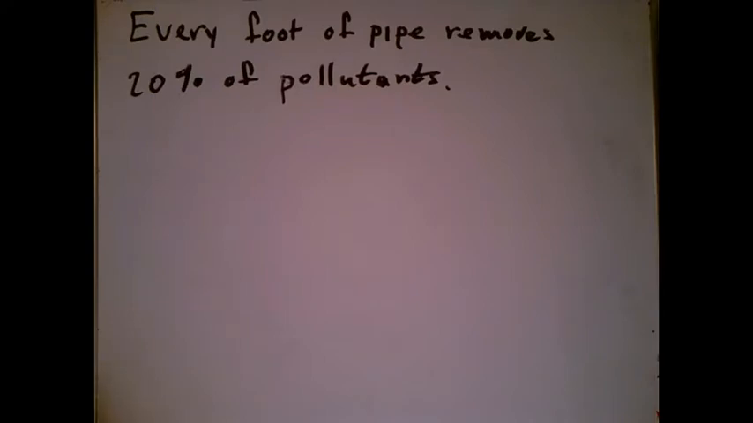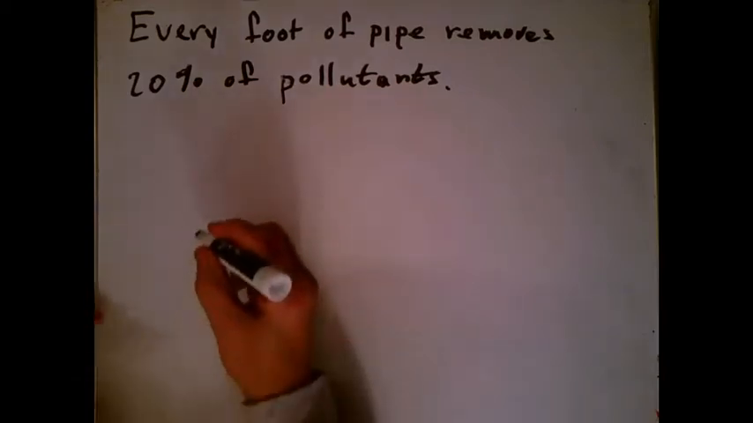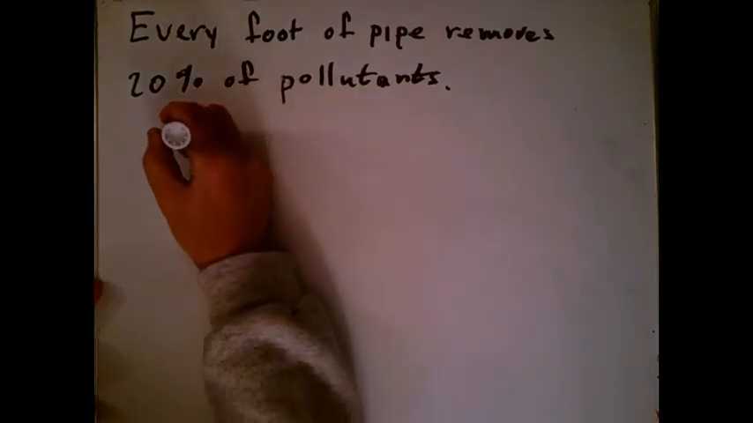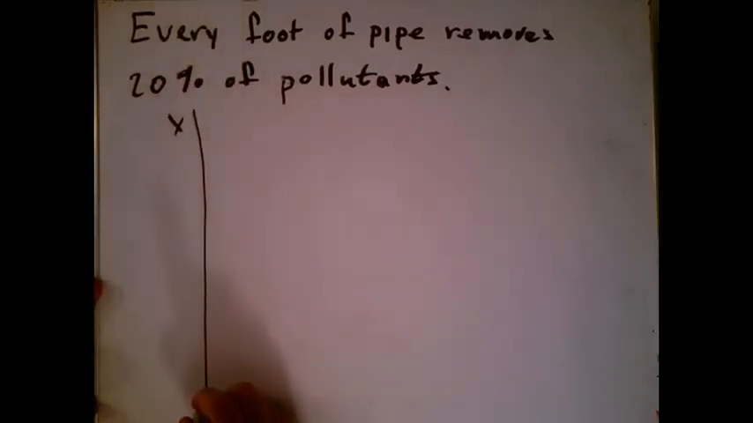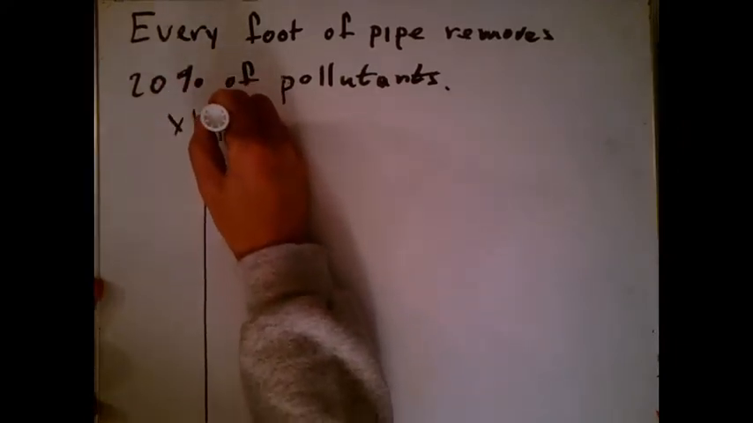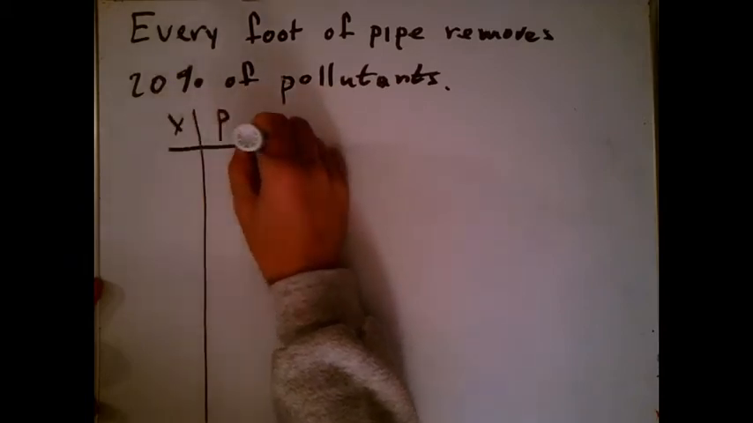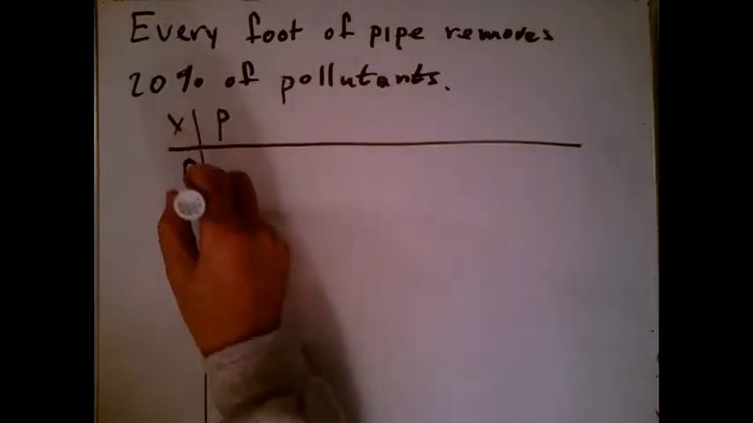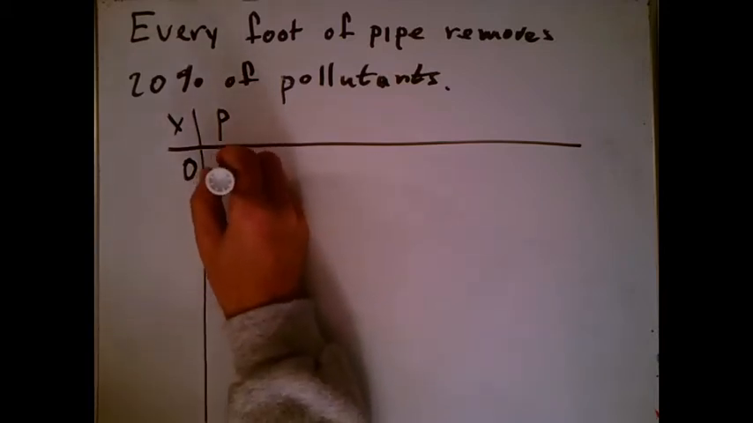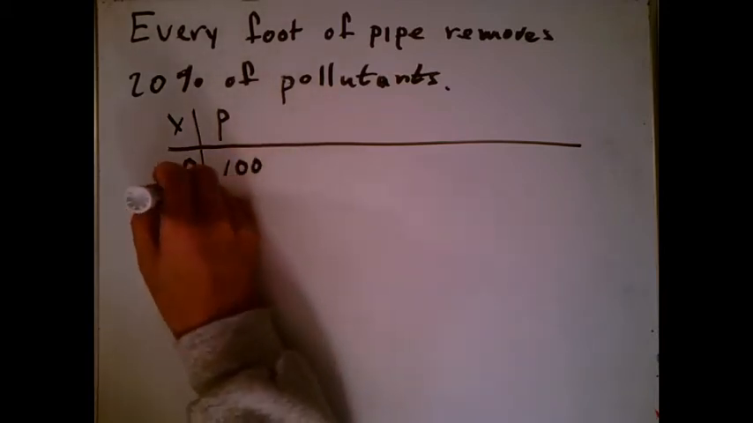The very first thing I'm going to do is make a nice simple table where we see what's going on. I know that if I run it through 0 feet of jet fuel, it's still got 100% of all the pollutants. Looks like that.